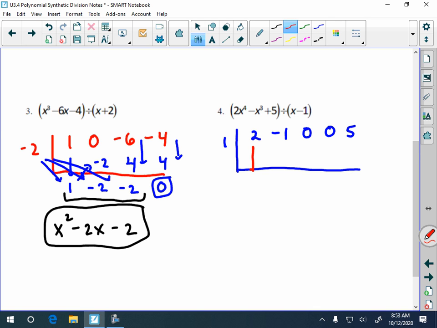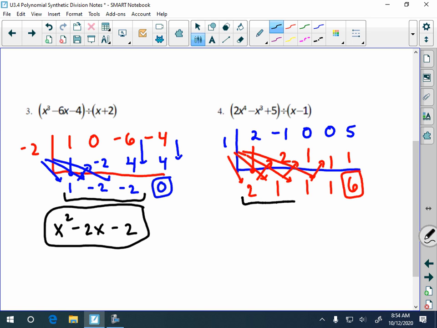Right, so here we'll drop that 2 down and multiply, carry it up, that's 2. Add down, 1. Okay, we'll multiply again. 1 times 1 is 1, we'll carry it up. Add down, and we'll multiply 1 times 1, 1. We'll add 0 plus 1 is 1. Then we'll multiply 1 times 1 again, that's 1. We'll add down, that's 6. So here's my remainder, 6.